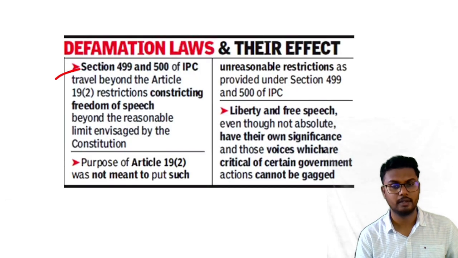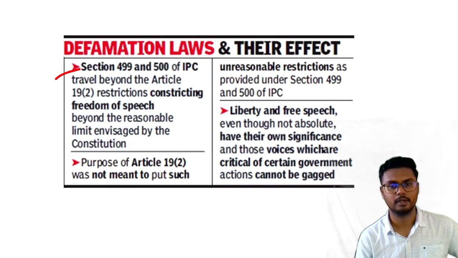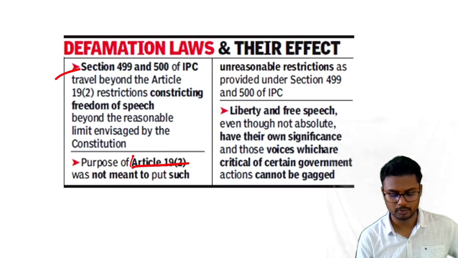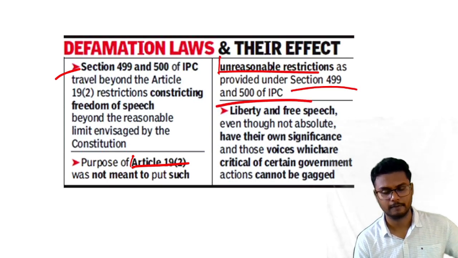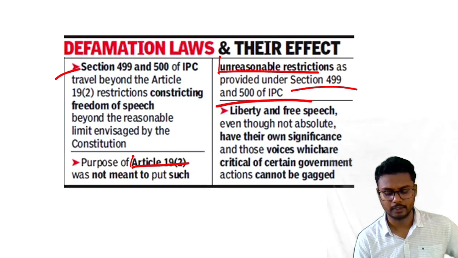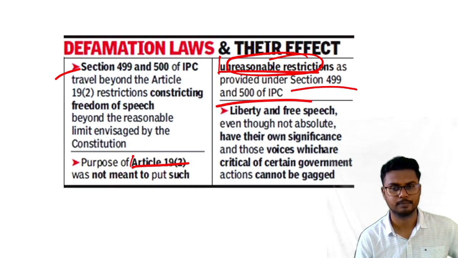Right? Sections 499 and 500 of the IPC travel beyond Article 19 Clause 2, imposing restrictions constricting freedom of speech beyond the reasonable limit envisaged by the Constitution of India. So please remember, the purpose of Article 19 Clause 2 was not meant to put such unreasonable restrictions as provided under Sections 499 and 500 IPC. Because Article 19 Clause 2 imposes reasonable restrictions on the usage of your fundamental rights.